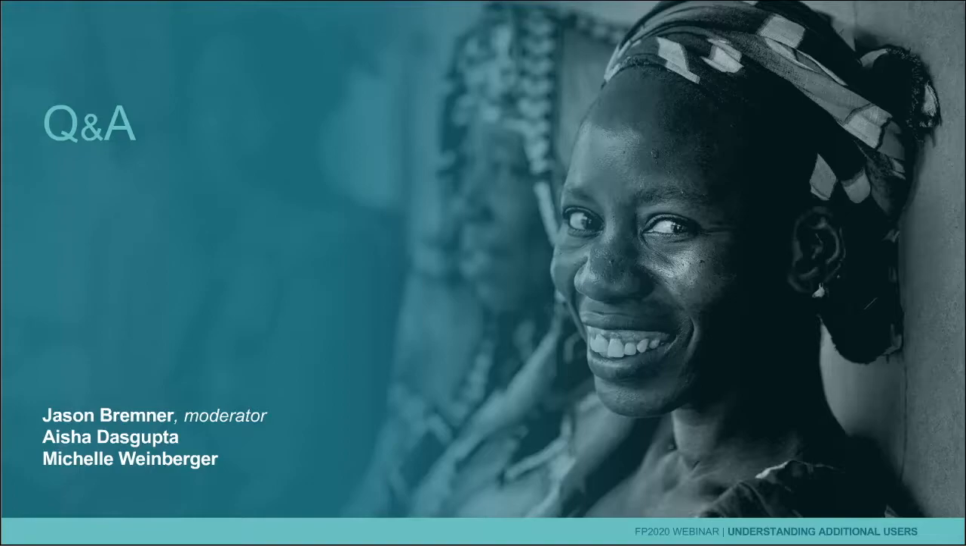So every couple of years, the UN Population Division releases an updated set of estimates. And I think perhaps Michelle could talk through, from the perspective of Track 20, about how that is then used in the calculation of additional users for the reporting of FP 2020.